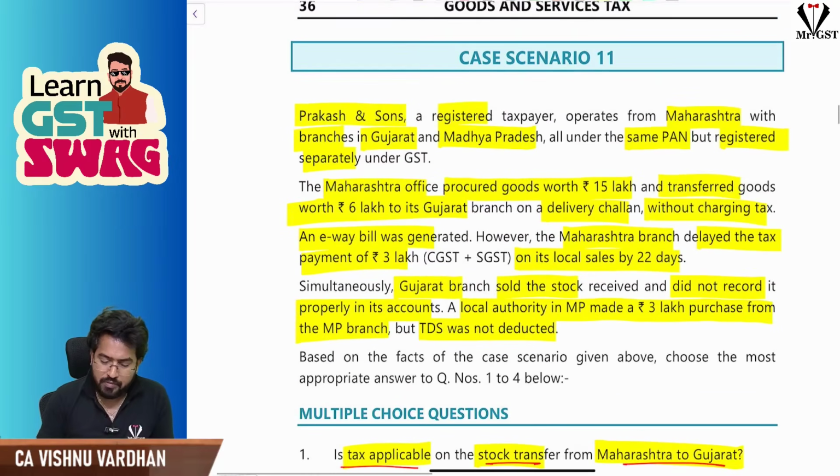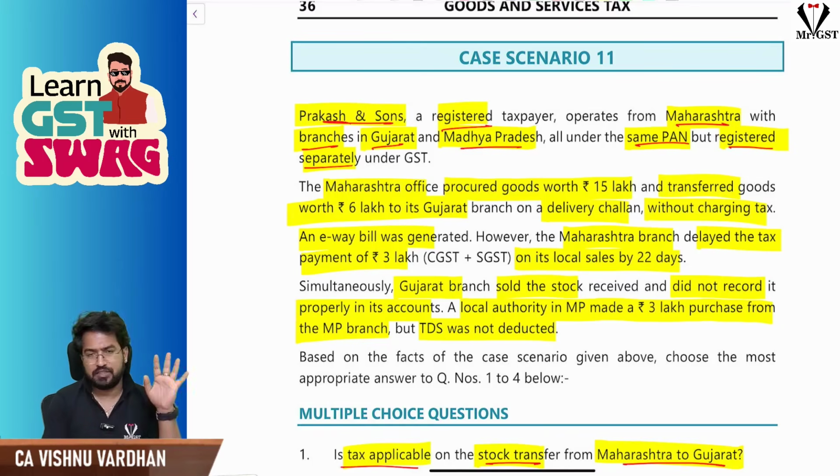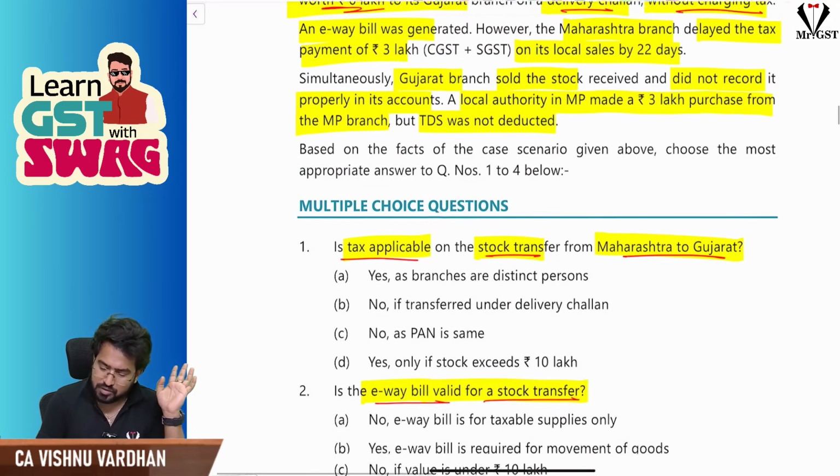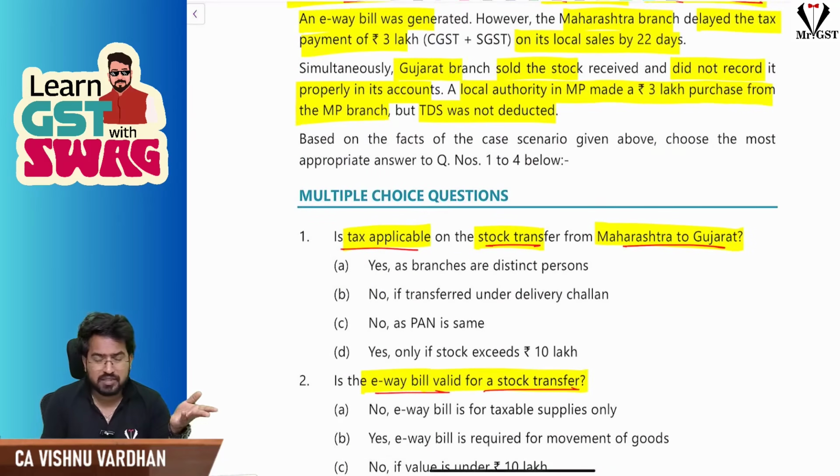Now, if you see here, Prakash and Sons, which is registered in Maharashtra, having branches in Gujarat and Madhya Pradesh, with the same PAN, they have different registration, separate registration. Maharashtra office procured goods worth 15 lakhs and transferred 6 lakh worth to Gujarat with a delivery challan without charging tax. Yes, so stock transfer from Maharashtra to Gujarat, distinct persons under section 25 subsection 4. So that is subjected to GST, schedule 1 transaction.